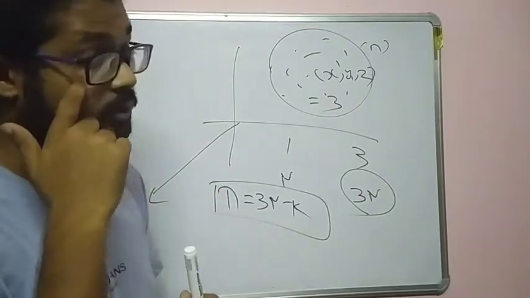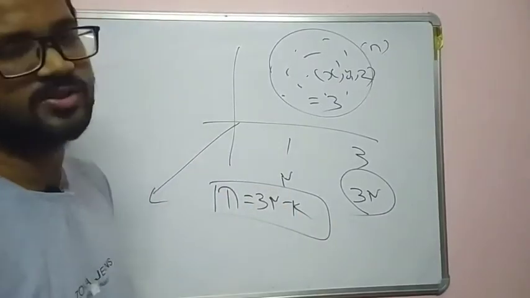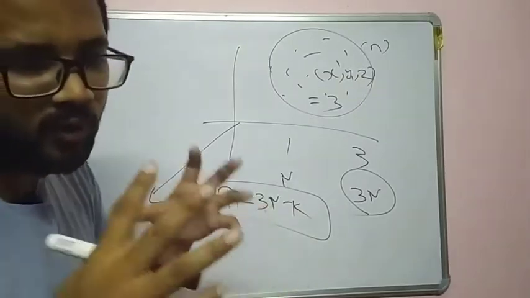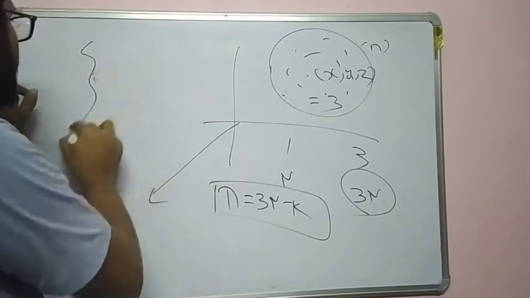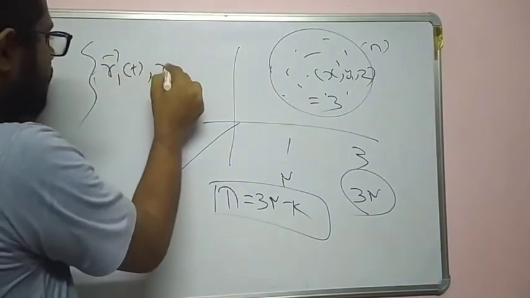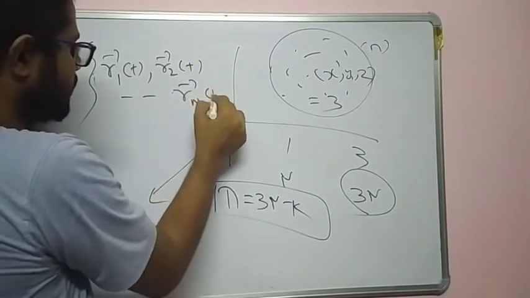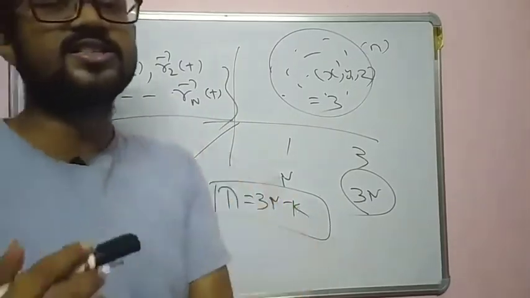The next thing that we are going to discuss is configuration space. What do you mean by configuration space? It is nothing but the set of the position vectors of all the particles involved in the system. For example, if I draw a set like this, r1 vector as a function of t, r2 vector as a function of t, up to rN vector as a function of t, this set is known as configuration space.